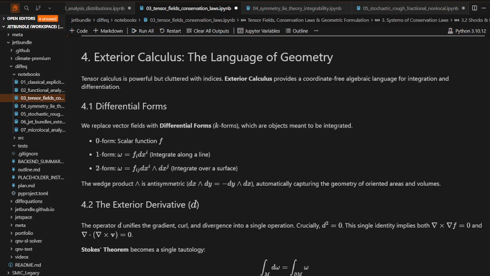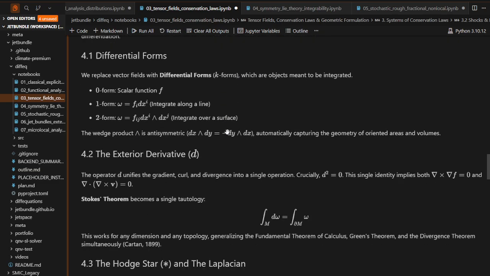On manifolds, tensors are really messy because they're very general objects that encode operations from multilinear vector spaces onto other multilinear vector spaces, or just vector spaces or scalars, right? So they're very messy, but exterior calculus will allow us to give a clean, index-free way to handle geometry and integration. If we look at differential forms, we can swap vectors for differential forms, and they are things that are built to be integrated.